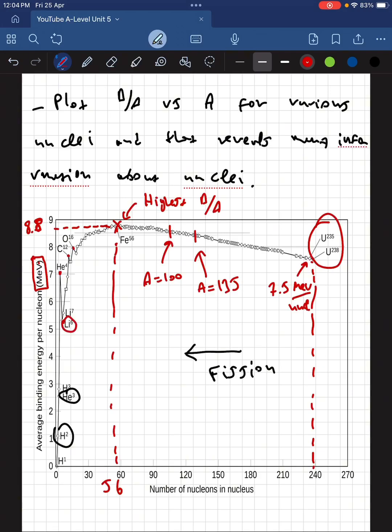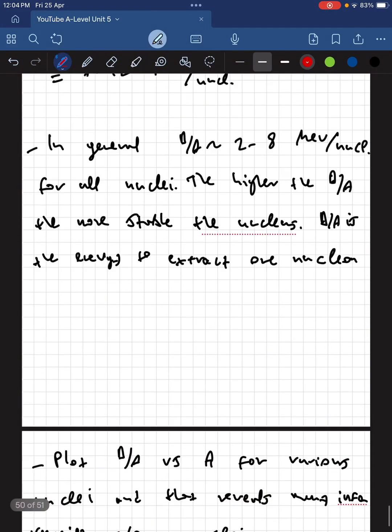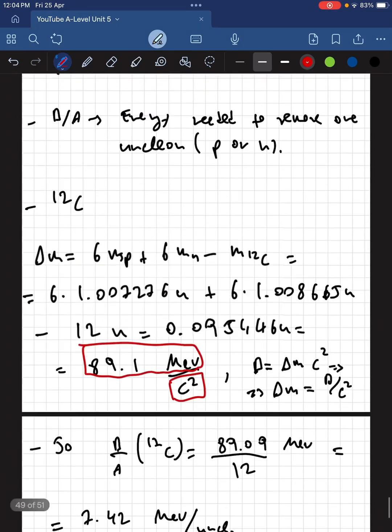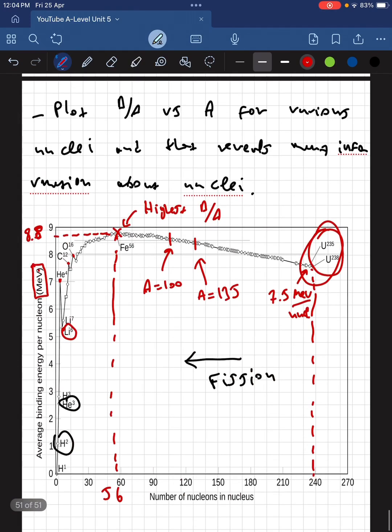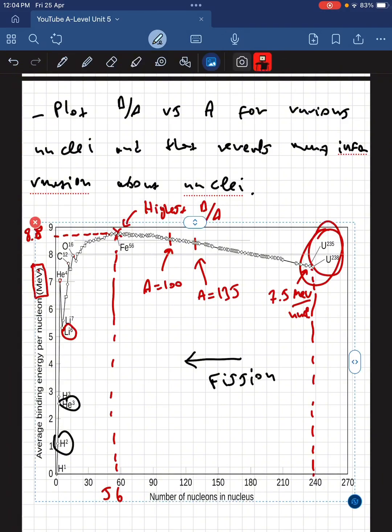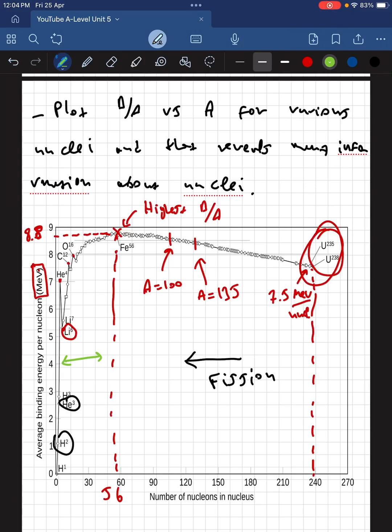But lithium-6 has a very low binding energy per nucleon compared to helium-4. Only 5.3, we found it earlier, right? Is it 5.3? I don't remember. Where is it? 5.1, actually. Okay, I'm sorry. But anyway, the point is that nuclei to the left of iron 56, so in this region, let me use green color, nuclei in this region want to perform fusion, okay?